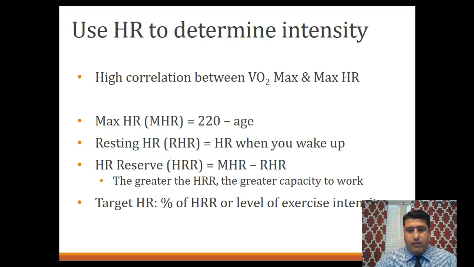Whereas the unfit individual, their range is only 100 beats per minute. So reaching their maximum heart rate is a lot quicker. So they're not able to sustain physical activity for as prolonged a period of time as the fit individual. Okay, that's what the heart rate reserve means.